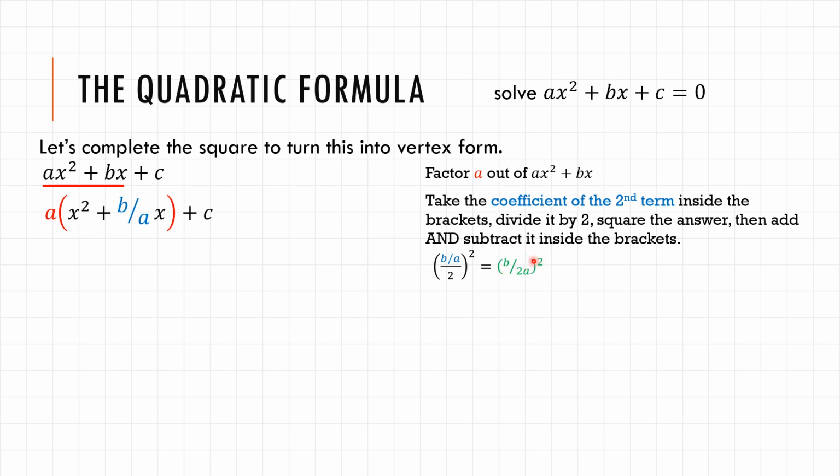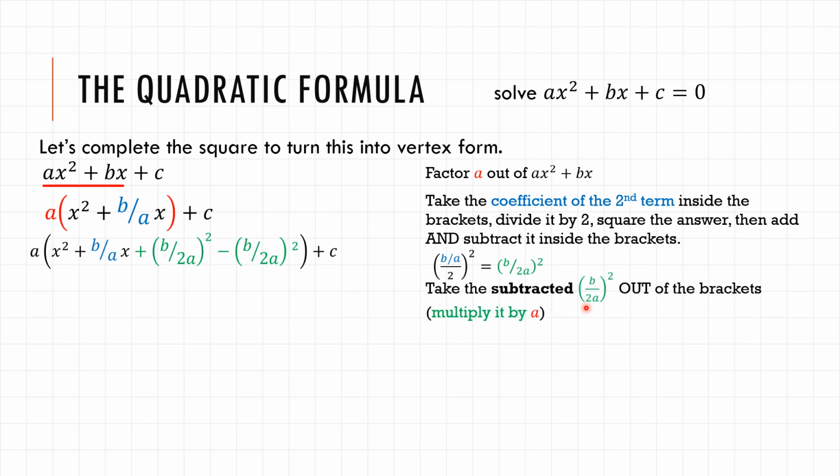In the past, it was like 6.25. Now I have no idea what it is, but whatever it is, I'm going to add it and subtract it inside these brackets. Then I have to remove it from the brackets, but to remove it, I have to multiply by A, right? So I have to take that out of the brackets, and then I have to keep A in front there.